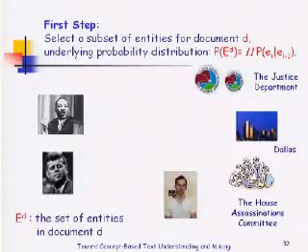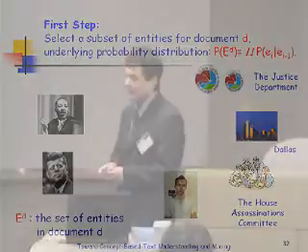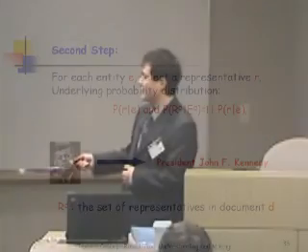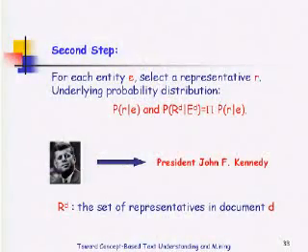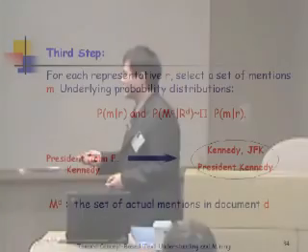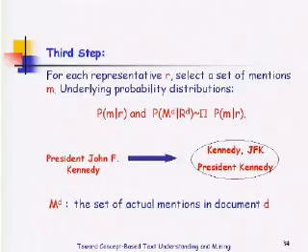And after this step, I will get the set of representatives of the entities in a document D. Okay. So previously, I get a set of entities in a document D, which is ED. And here I generate the set of representatives in document D, which is RD.